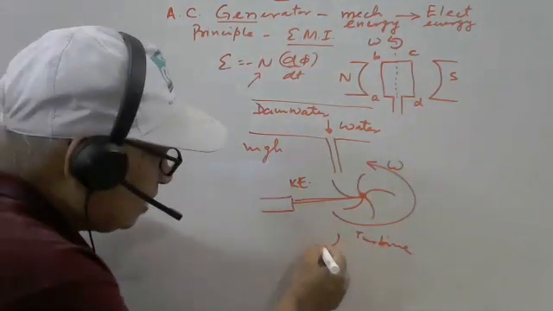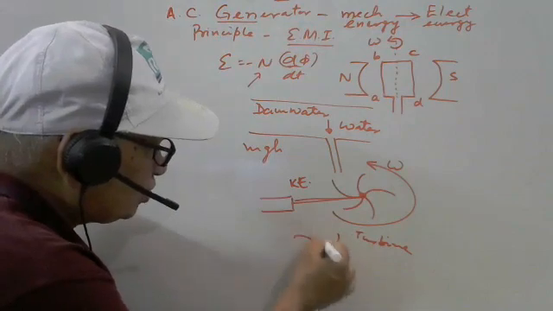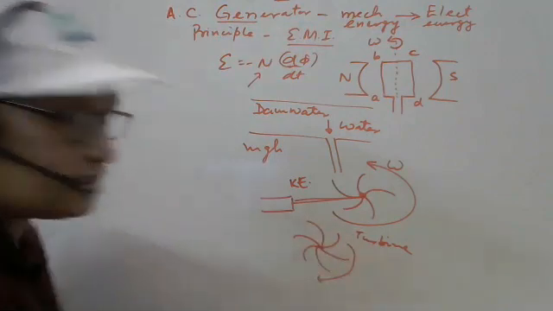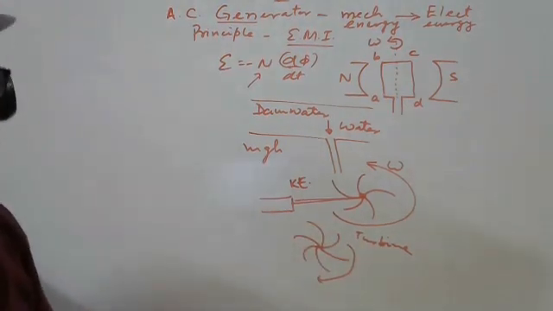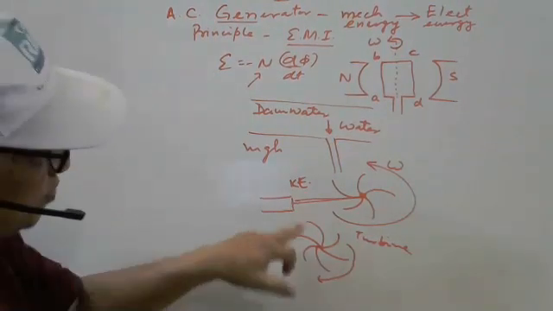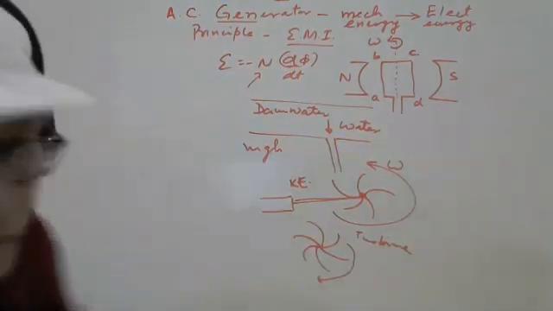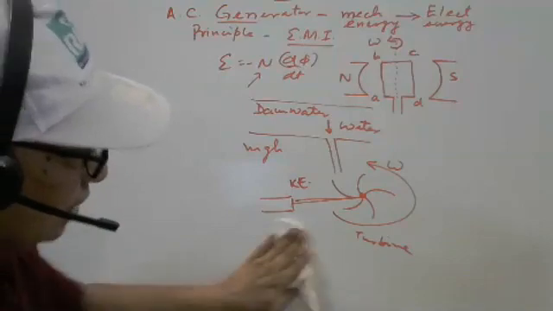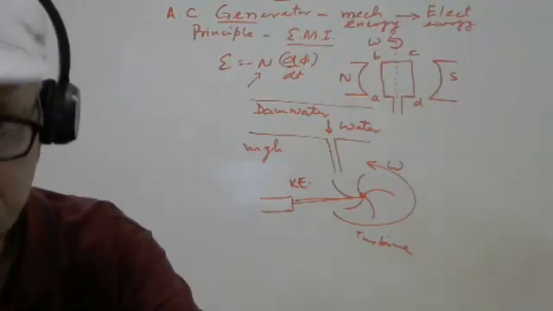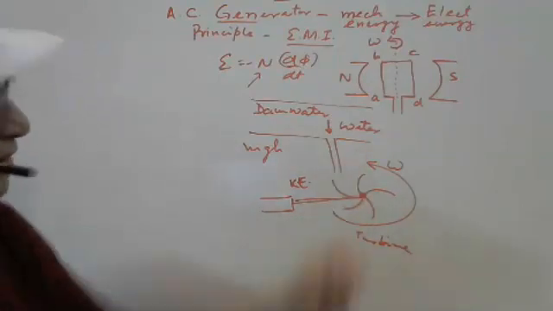If you take a turbine like this, it rotates like this, clockwise. So this is the construction of the turbine, depending on which part of the turbine the water is falling on. It can be rotated either clockwise or anti-clockwise. Here, anti-clockwise.